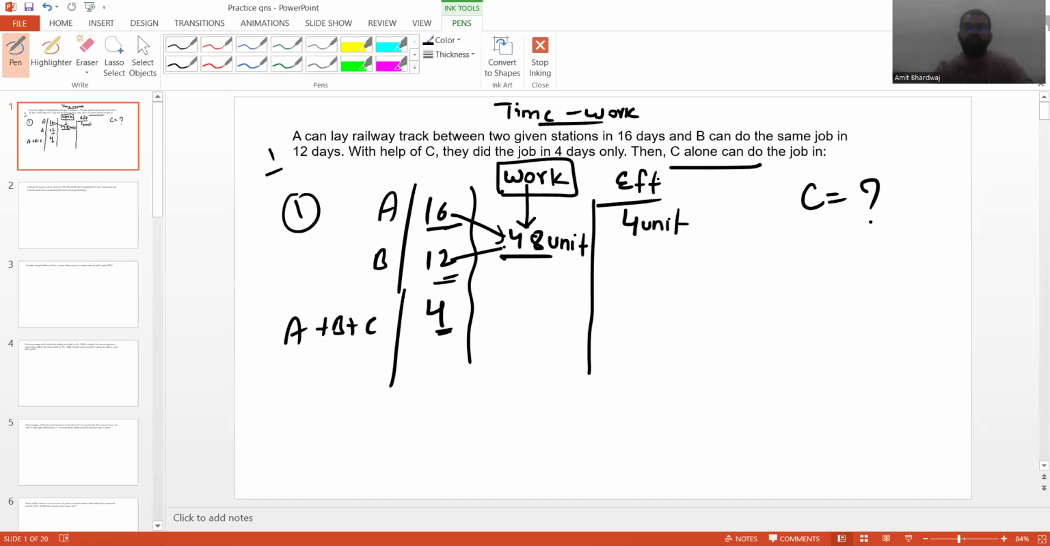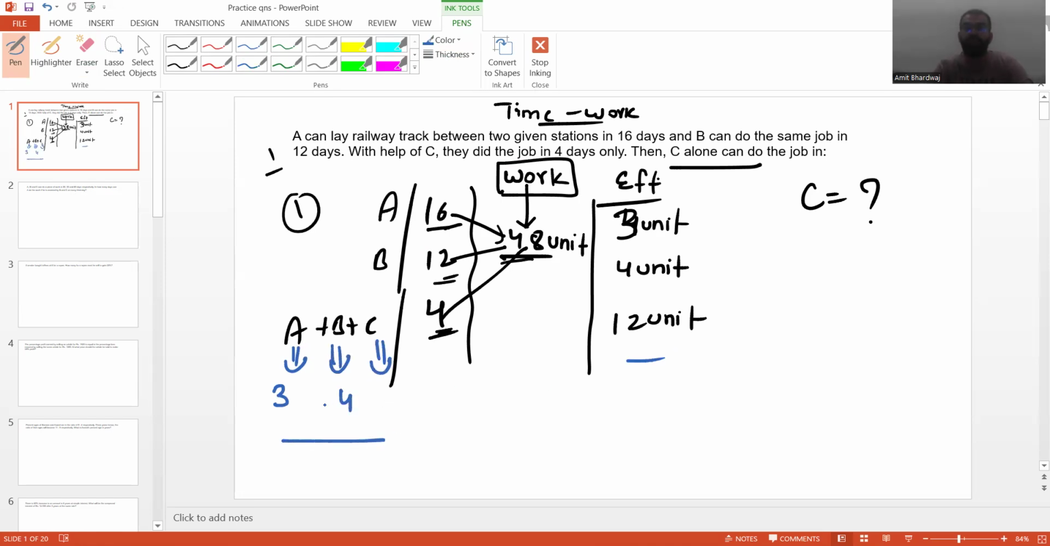If B is doing 48 in 12 days, sorry, this is 3, right? So A does 3 units in 1 day, and B can do 4 units in 1 day. And together they are doing this 48 in 4 days. So this is 12 units. All right. So in 1 day they are doing 12 units of work, right? In 1 day C can do how much work? If the total is 12, definitely 7 plus 5, 5 unit, right? So the conclusion is C can do 5 units of work in 1 day.